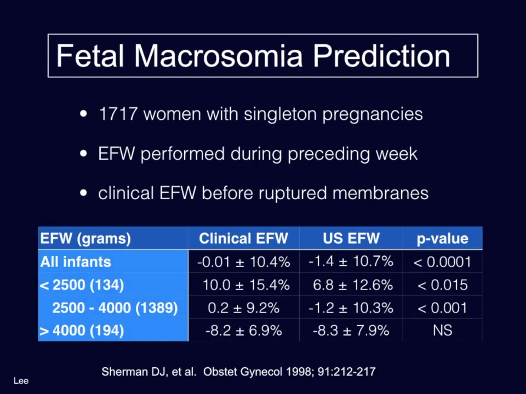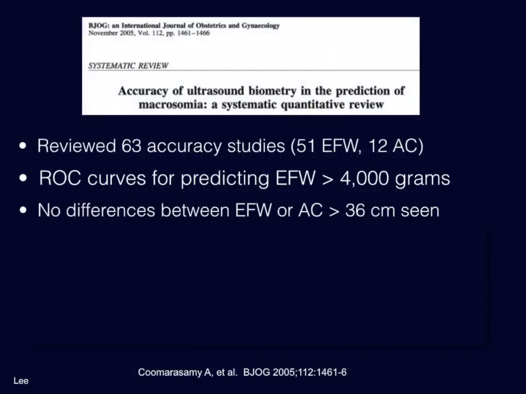Ultrasound was more accurate for weights less than 2,500 grams. Clinical exams were slightly more accurate from 2,500 to 4,000 grams, and both approaches similarly underestimated fetuses greater than 4,000 grams. One systematic meta-analysis examined 51 accuracy studies for EFW and 12 accuracy studies for fetal AC for over 19,000 women.